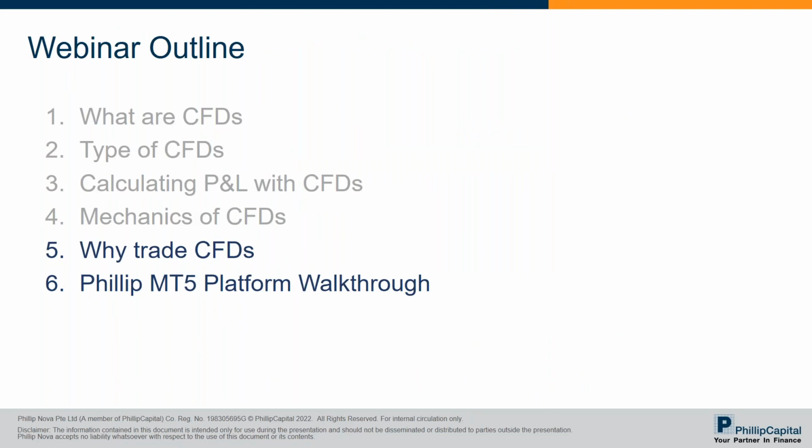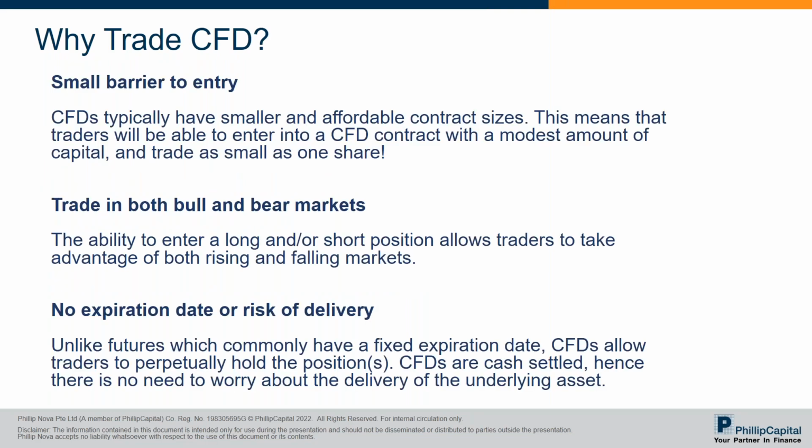The fifth point: why trade CFD? It has been so popular. You hear people talking about it, so what is drawing people into trading this derivative? Firstly, it's a small barrier to entry. CFDs typically have small and affordable contract sizes. Like I mentioned earlier, you can trade down to 0.1 of a US index. This means you are able to enter a CFD contract with a modest amount of capital and trade as small as just one share.